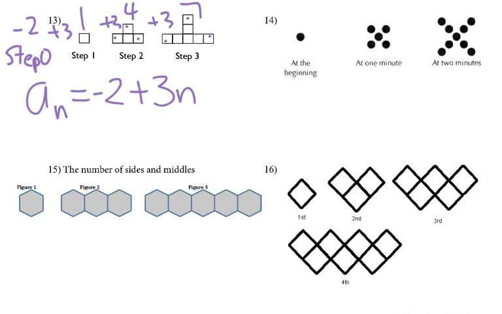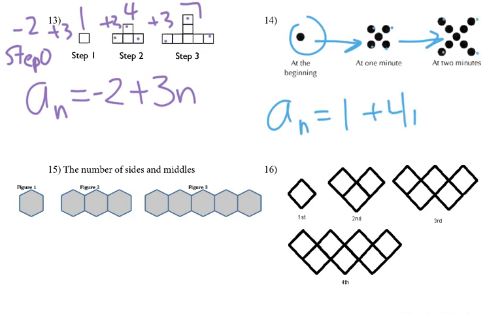Number 14. Now we've got an at the beginning, so I can just go a sub n equals 1 because that's our beginning. Then we're going to 5. Then we are going to 9. Looks like we're adding 4 dots each time, so plus 4, which we do repeatedly, so times n.